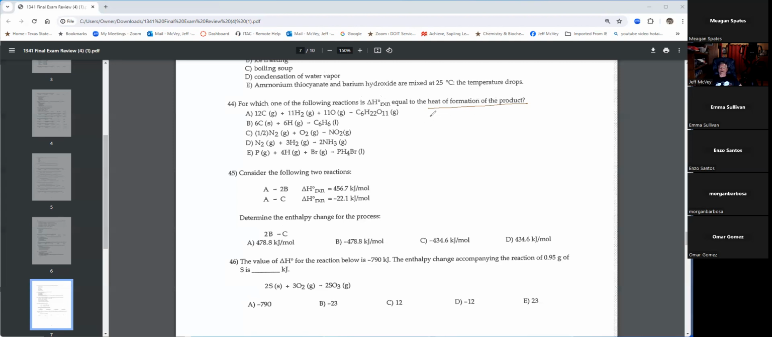You have the ΔH of formation of individual products. The requirements are elements as reactants in standard state, combining to form 1 mole of a product. So that's how we're going to evaluate this. We're looking for reactants that are elements in their standard state or elemental form.